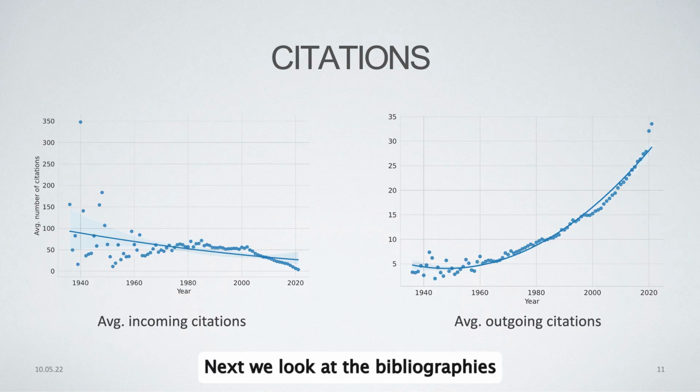Next, we look at the bibliographies and the citations within D3. There are 2 types of citations. Basically, the incoming citations means how many papers cited the work that we look at. So how many citations did the paper get? And the outgoing is just the number of references in a work, in the bibliography.